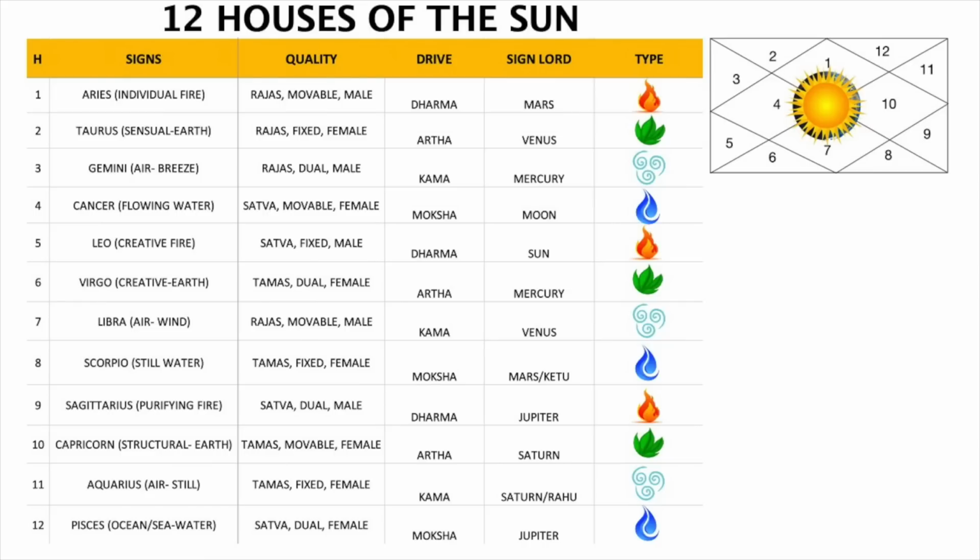Now let's go to the earth signs. Number 2 is Taurus, the sensual earth. The quality is Rajas, fixed and female. The drive is Artha. The sign lord is Venus and the type is earth sign. The second earth sign of Virgo is creative earth. The quality is Tamas, dual and female sign. Its drive is again Artha. Its sign lord is Mercury.